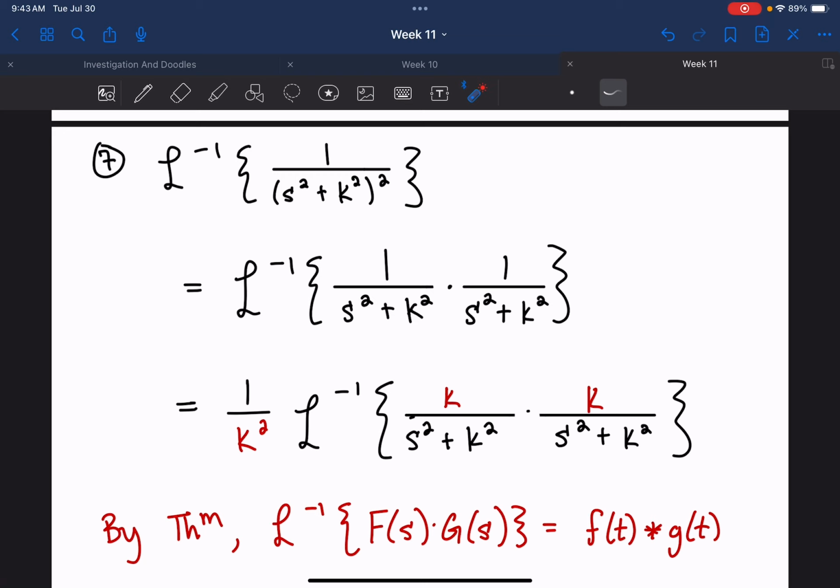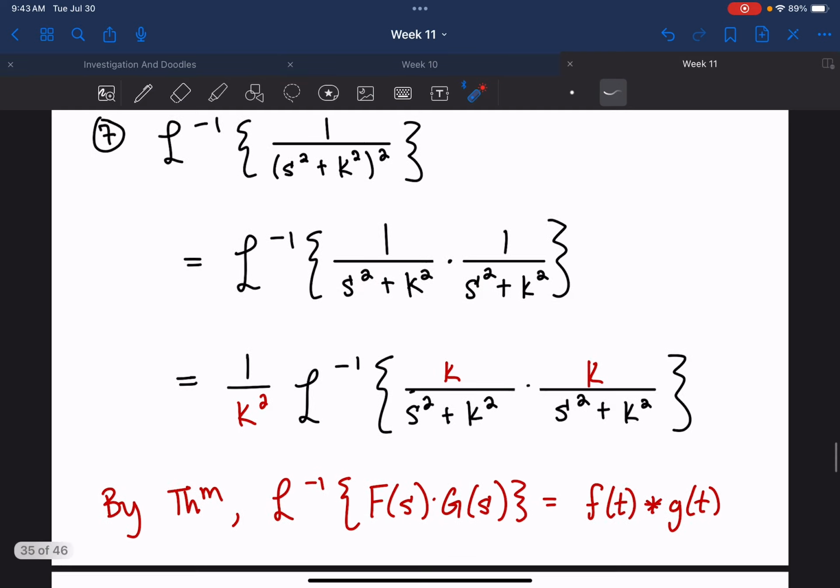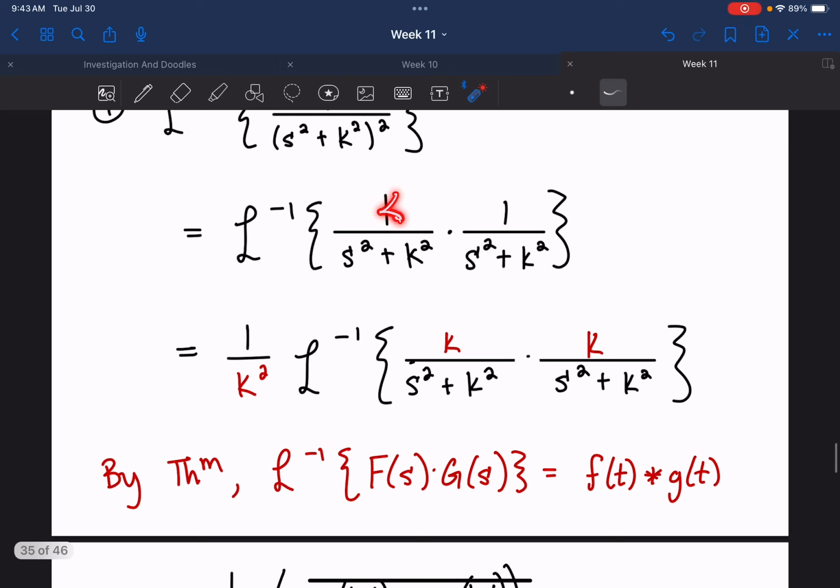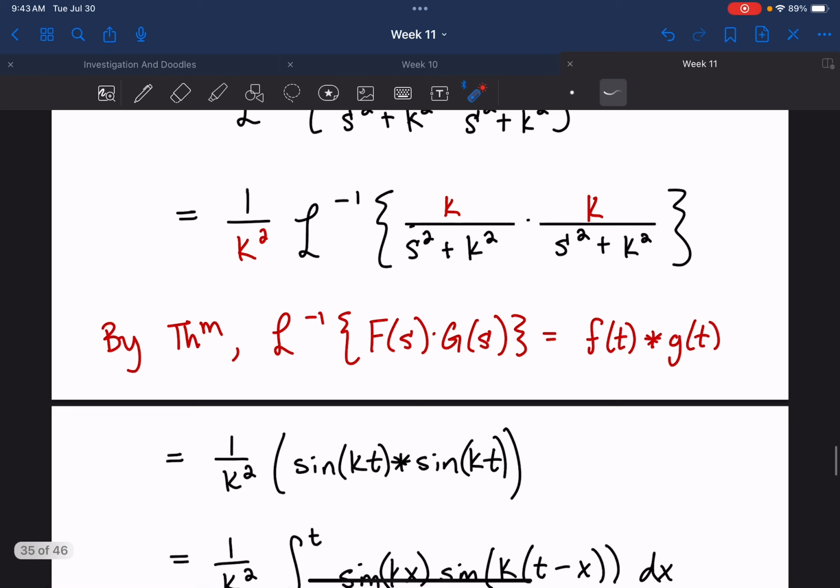And now this is a product of functions of s, right? And if I compensate on top to add some k's, these both look like transforms of sine functions. And by the theorem, the inverse Laplace transform of a product of functions of s is the convolution product of the functions of t. So this is 1 over k squared, sine kt convolved with sine kt, because that's the inverse Laplace transform of each of these separately.